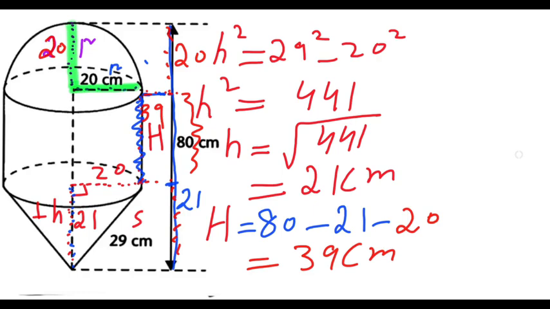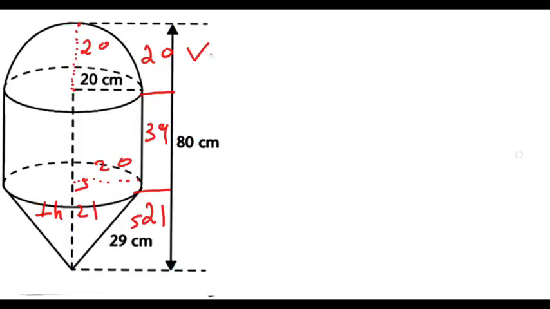39. So now I got everything. Now I can find the volume. So the volume is going to be equal to, I start with the cone. So we got the cone down. Or you can start from the top. Volume of the hemisphere, 2 over 3 pi r cubed, plus then the cylinder.